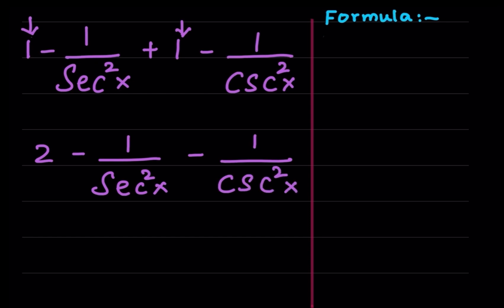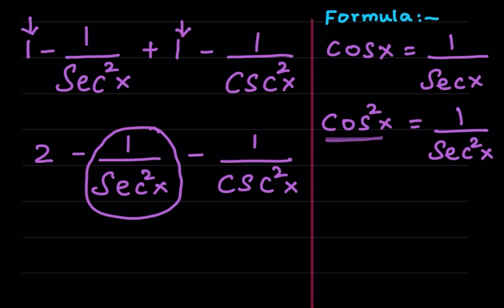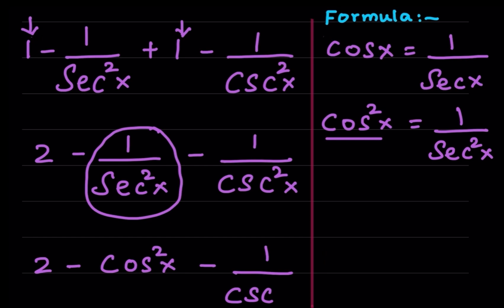Now I am going to write down the formula on the right hand side. Cos x is equal to 1 by secant x. That's the identity formula. Now we want 1 by secant square x. So cos square x is equal to 1 by secant square x. So instead of 1 by secant square x, we can write cos square x. So 2 minus, I'm going to write cos square x minus 1 by cosecant square x.